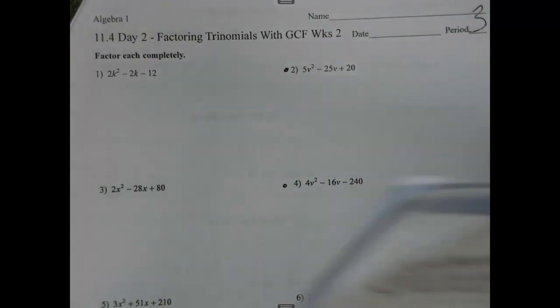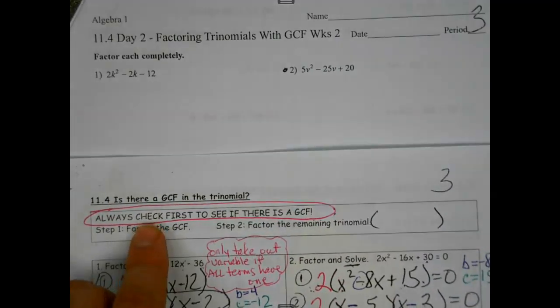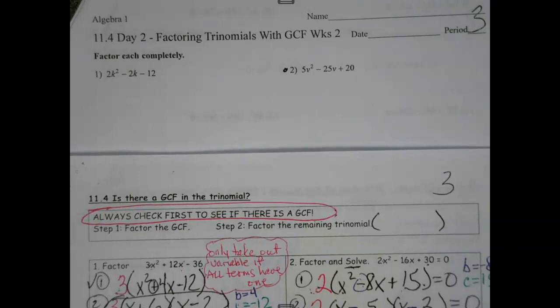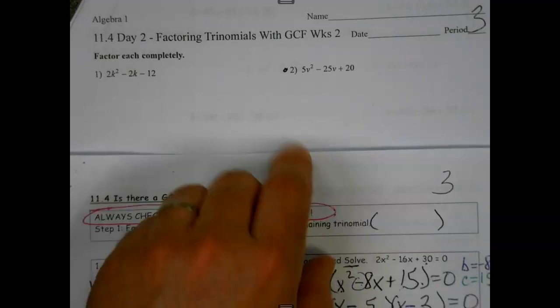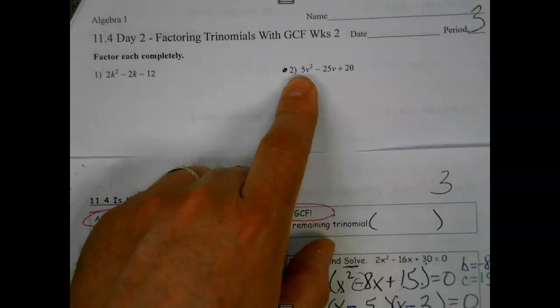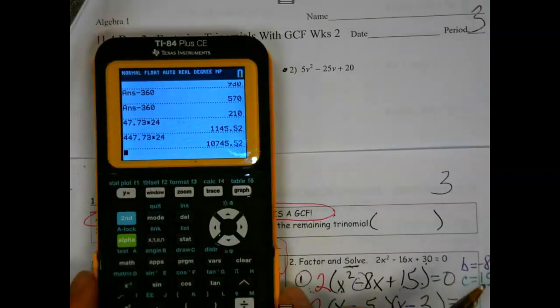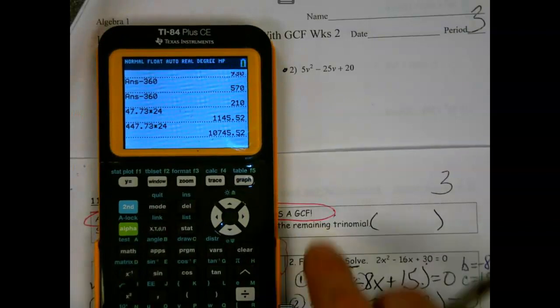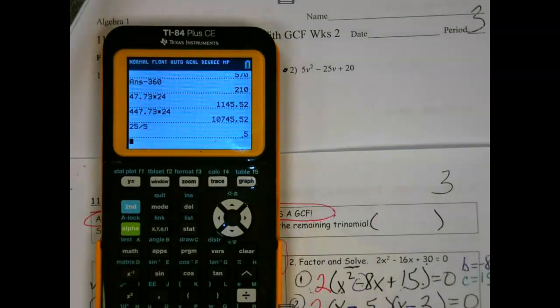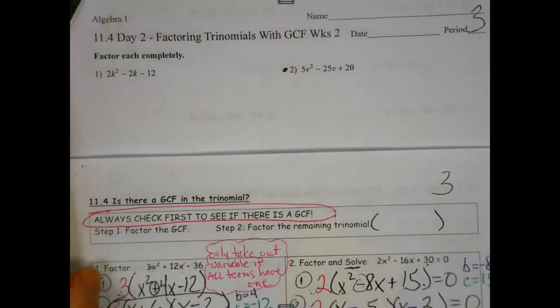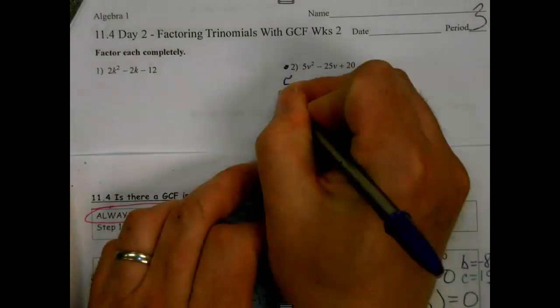Okay, factor each completely. Always, always, always check to see if there is a greatest common factor. Hint that we learned from yesterday: most of the time, it's that number. If you're not sure, there's a couple of ways to check. You can bust out a calculator. We know 5 goes into 5, and test 5 into the other 2, and as long as it goes, you're good. So we'll get that 5 out of there.